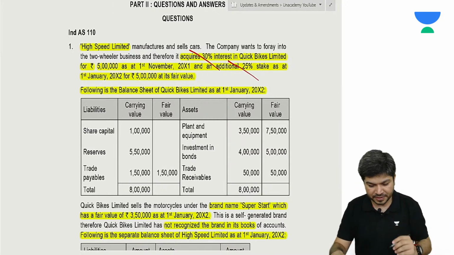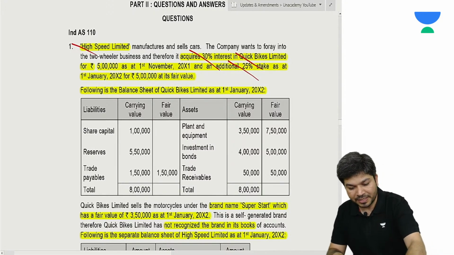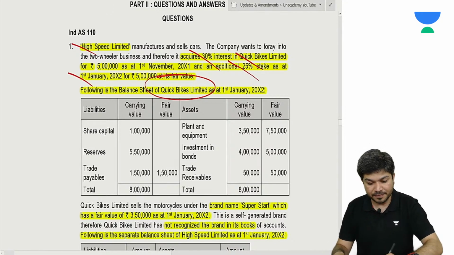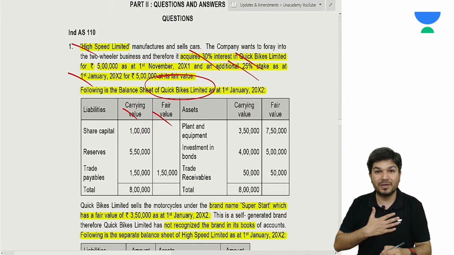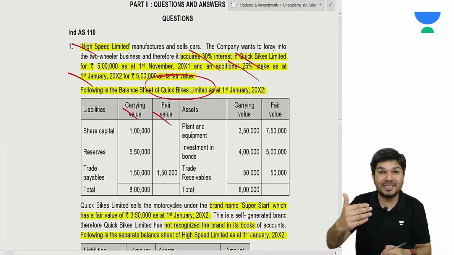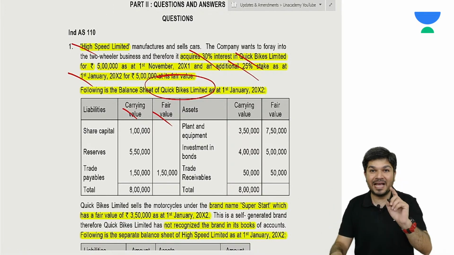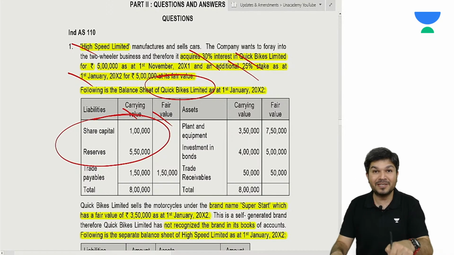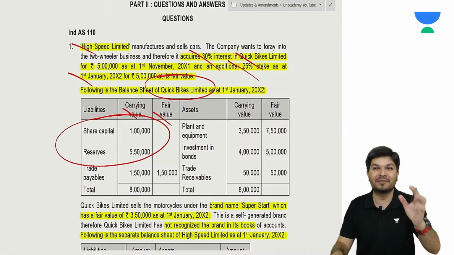So that's over here. Okay, now this is High Speed taking over Quick, and the balance sheet of Quick is given. We got control on 1st of January. The carrying amounts are there, fair value is there. Now can I say in our books, we'll recognize assets and liabilities at their acquisition date fair value, and only assets and liabilities are recognized, not the capital and reserves. The assets and liabilities of Quick Bikes Limited will be coming in our books at their acquisition date fair value.